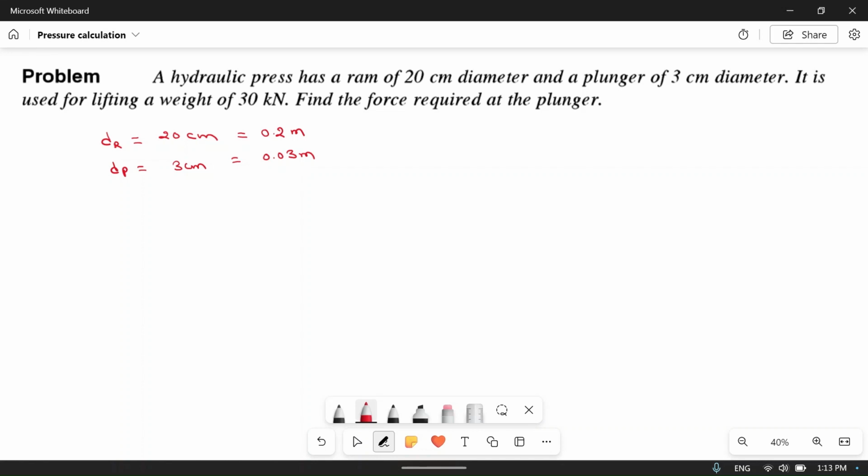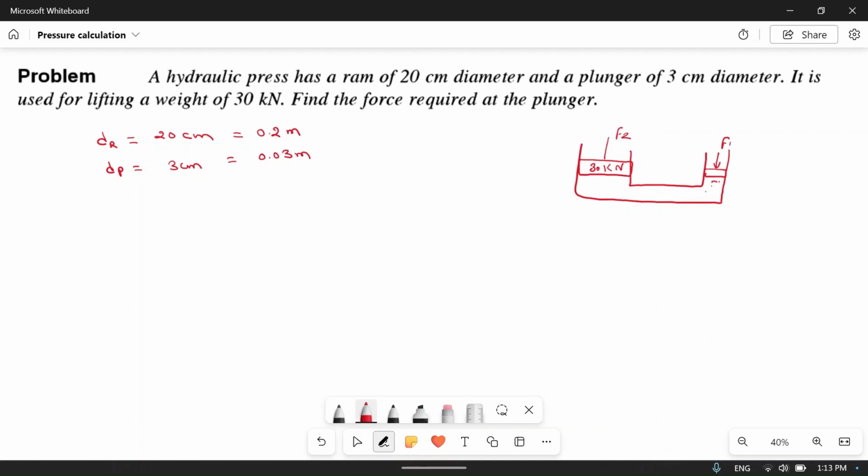It is used for lifting a weight of 30 kilonewton. So this is the hydraulic ram. Here it is lifting a weight of 30 kilonewton. So we are applying force F1 from here, and it is lifting force F2. This fluid is connected, so from Pascal law, the pressure here P1 is equal to P2. So the pressure at the ram will be equal to the pressure at the plunger.